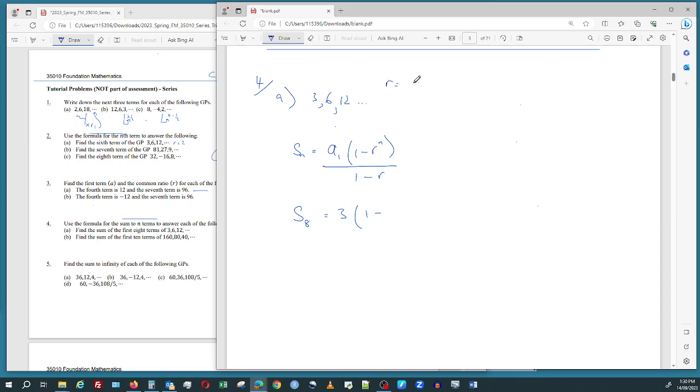R is going to be one value divided by the previous value, which is 6 over 3, which is 2, which should be the same as 12 over 6, which is 2. So r is 2. Okay, r is 2. So we've got 2 to the power 8 divided by 1 minus 2. Okay, so with that we're able to go ahead and process what we need for this one.